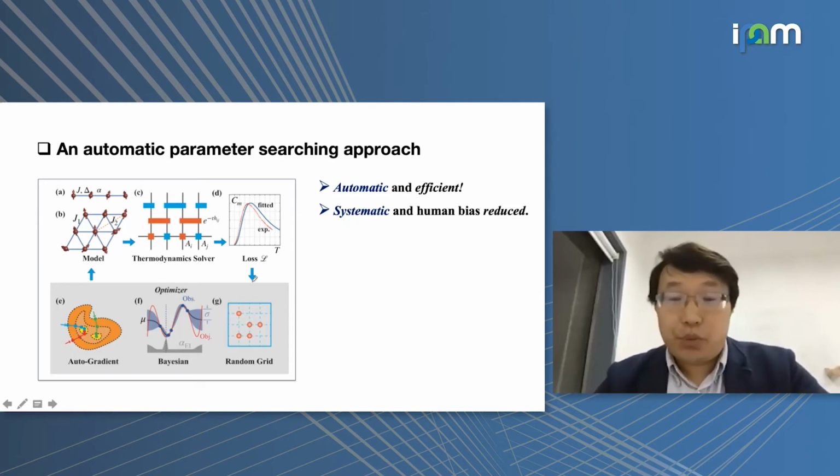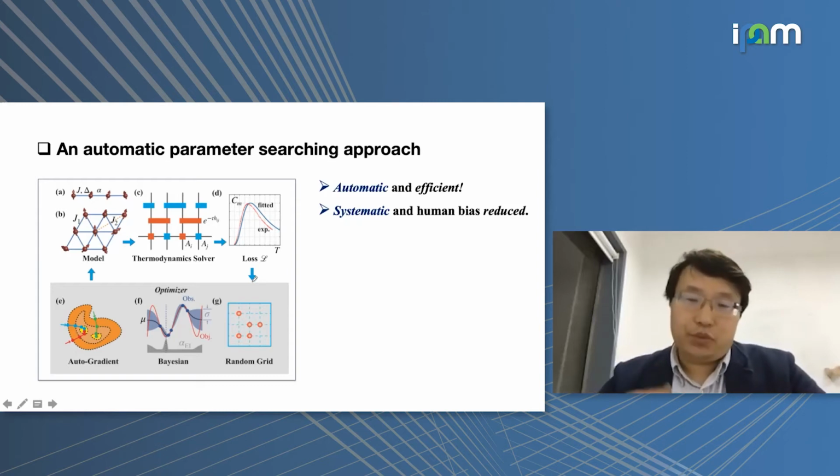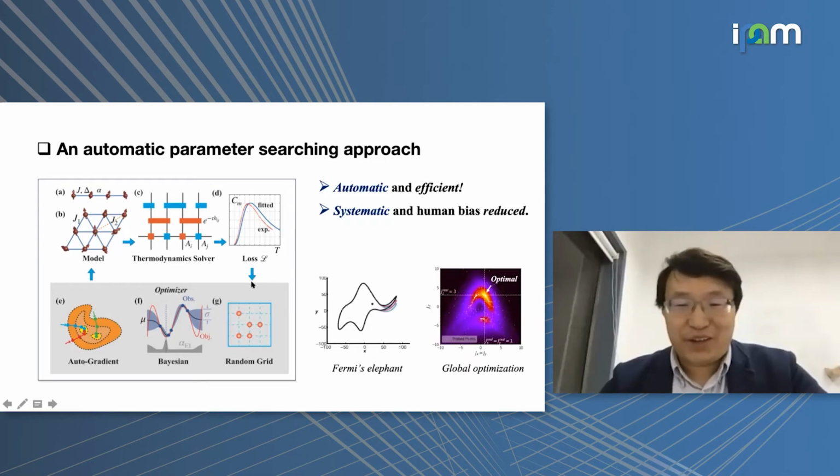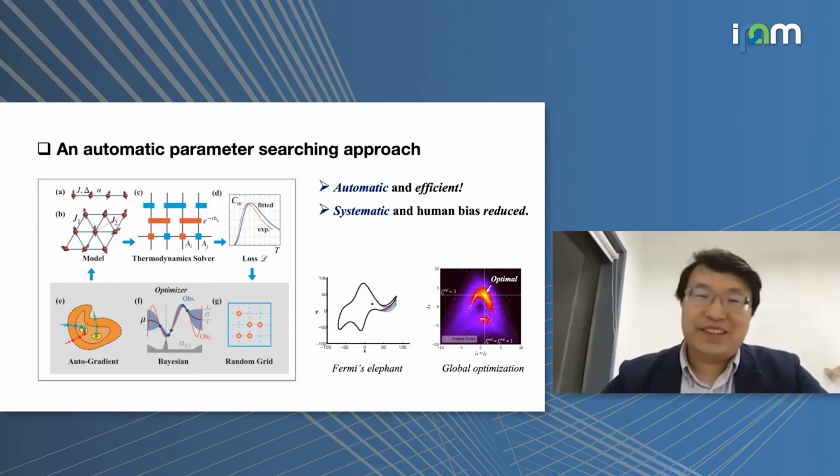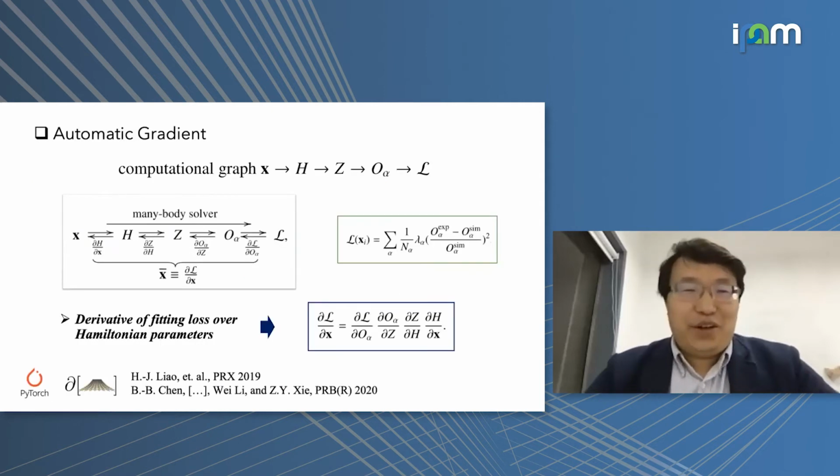So you can explore a large parameter space and reduce human bias to make sure that we are not fitting the Fermi's elephant, right? But are truly looking at the optimal parameter point in a reasonably large parameter space. Okay.